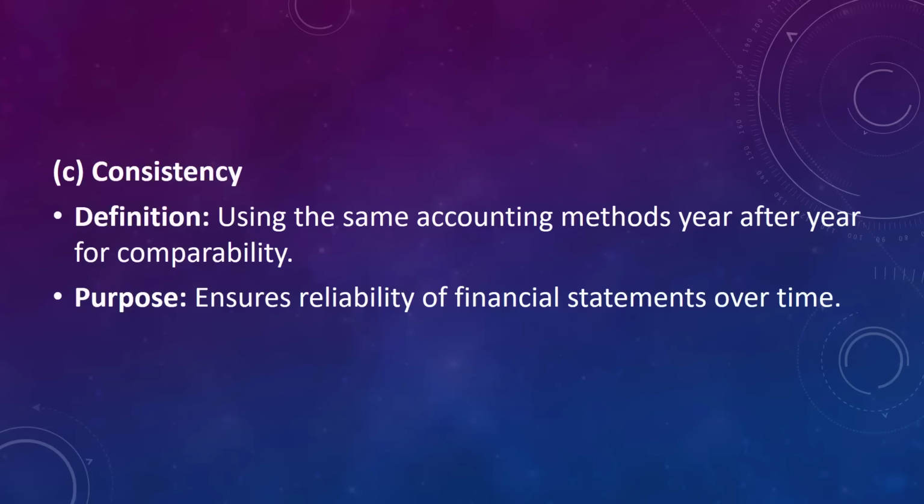And then we have the other ones, the consistency concept. If you use an accounting method, you have to use the same one over and over. You can't switch. So I cannot use the straight line method for depreciation one year and then switch to the reducing balance method the next year. You have to stay consistent.